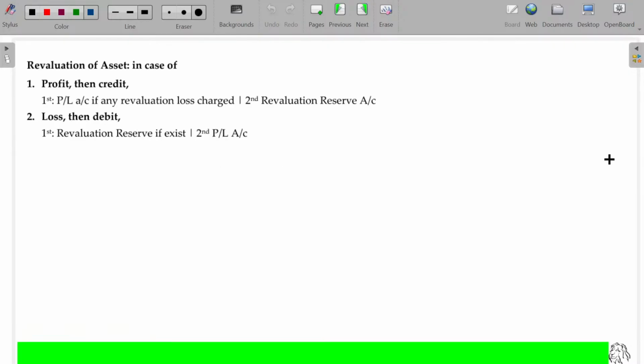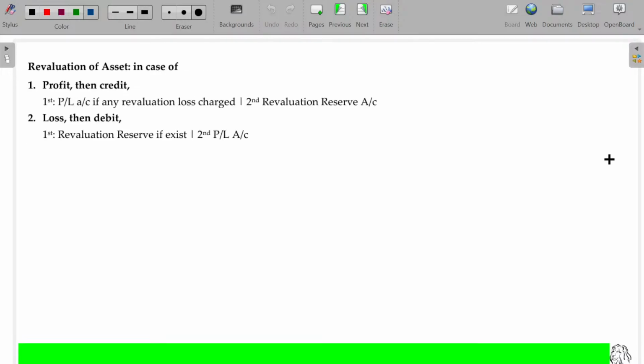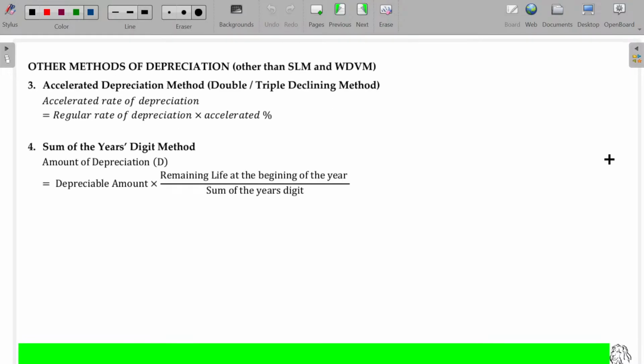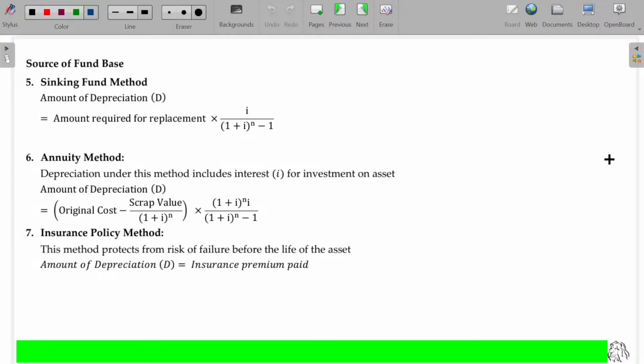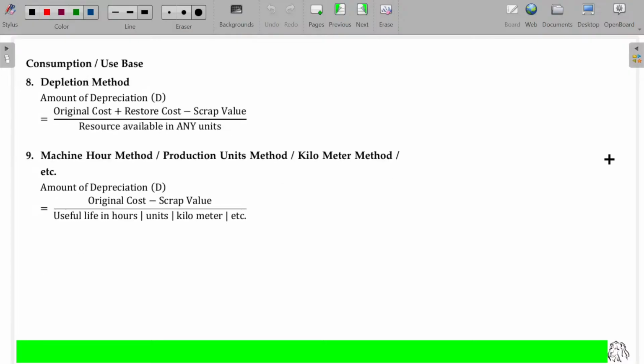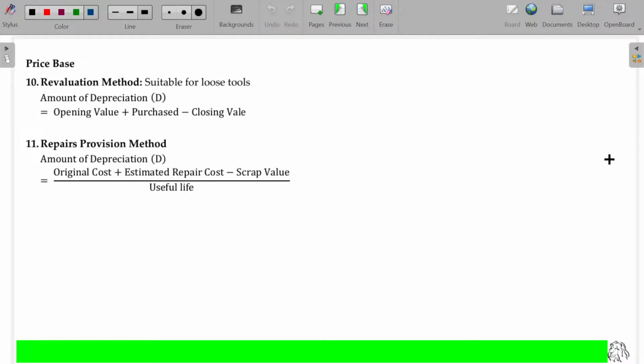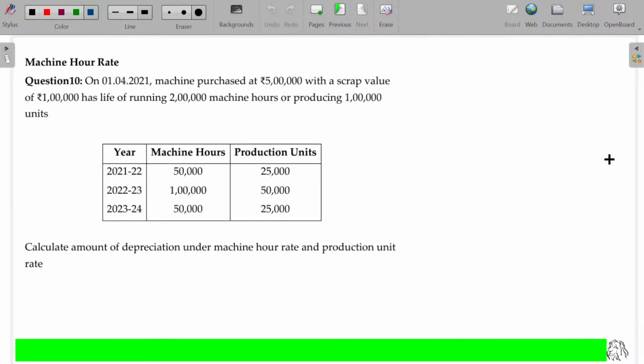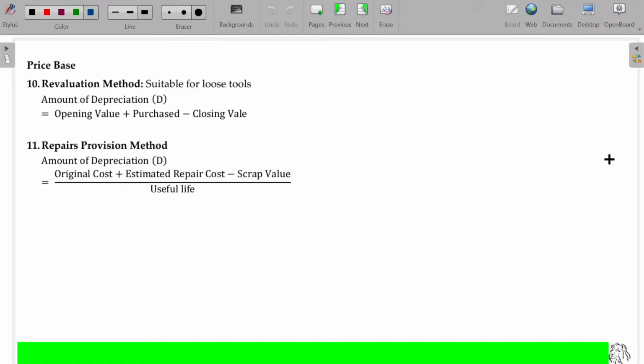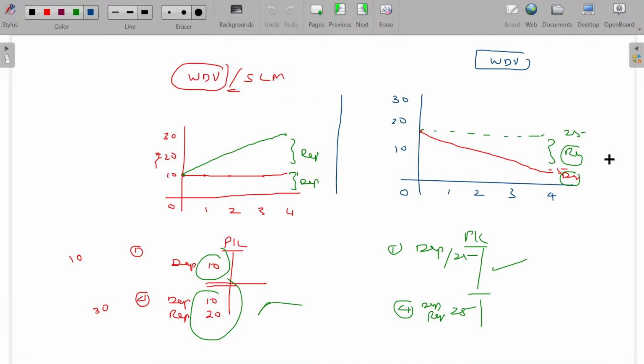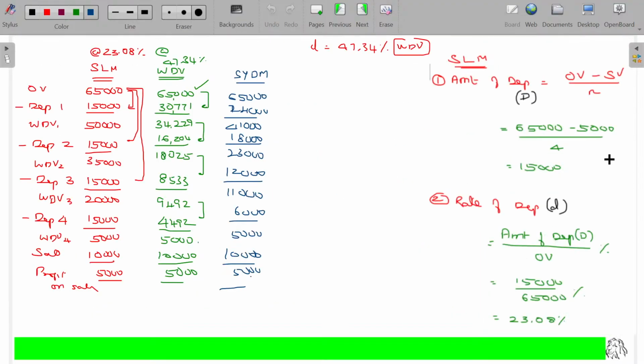See, we have studied two methods, WDV and SLM. There are some other methods like accelerated depreciation, sum of the years digits method, sinking fund, annuity, insurance policy method, depletion method, machine hour rate method, production units method, kilometer method, revaluation method, repairs provision method. So these other methods are also possible. I have given almost 11 methods in the Singar Academy text. Of course, for your examination purpose, these two methods are predominant. For the other methods you just need the knowledge.